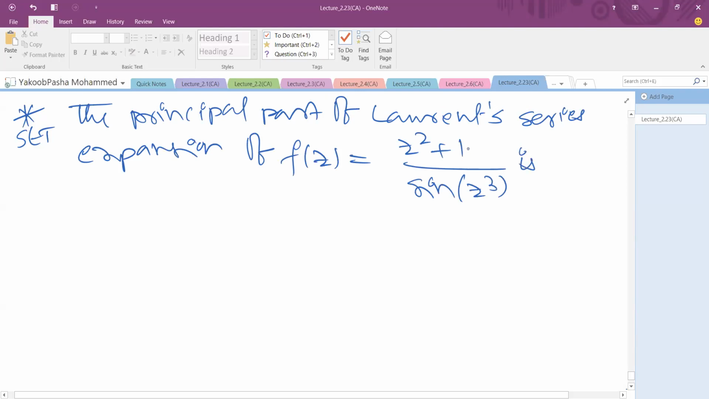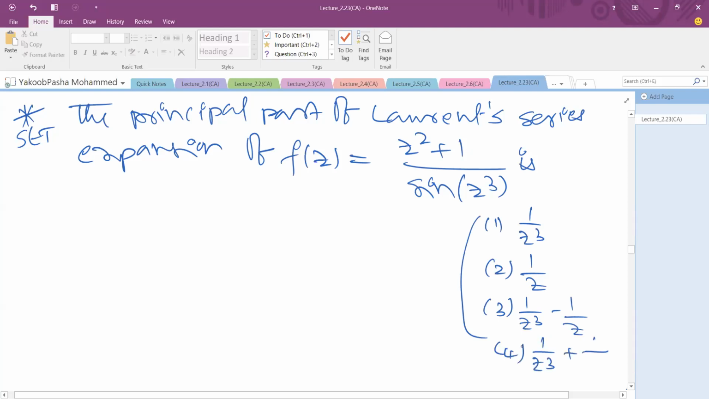First option, 1 by z cube. Second option, 1 by z. Third option, 1 by z cube minus 1 by z. And fourth option, 1 by z cube plus 1 by z. So, principal part means non-analytic part. We have to construct.